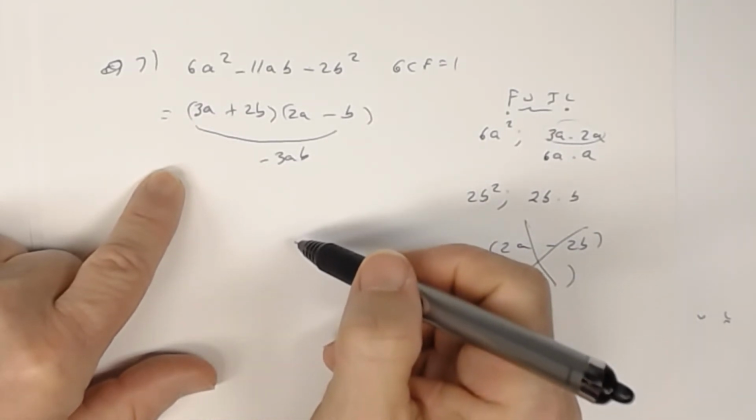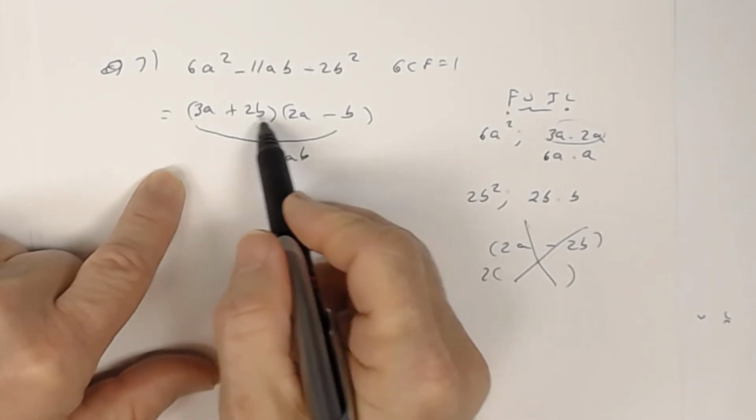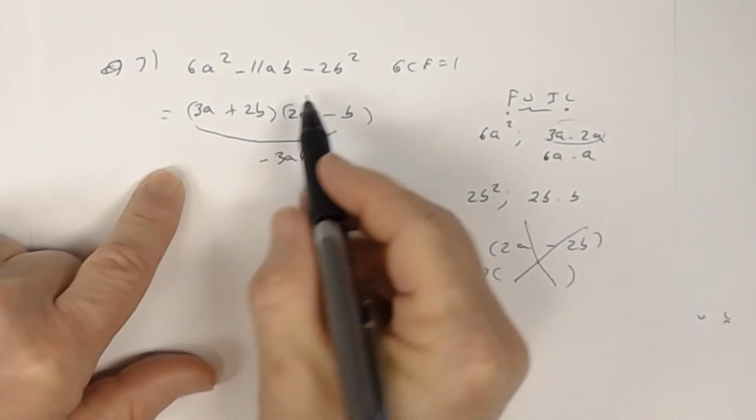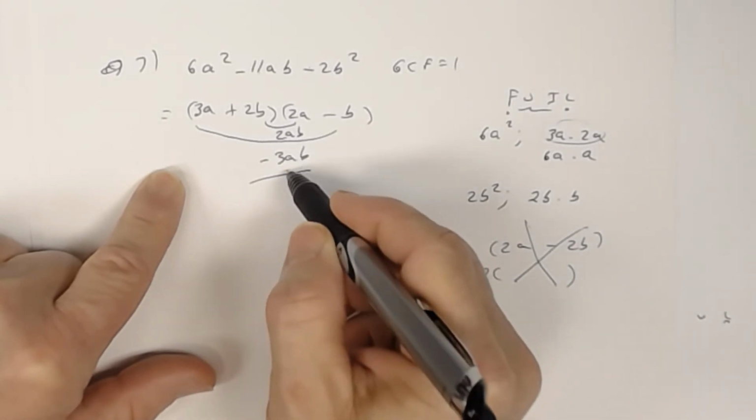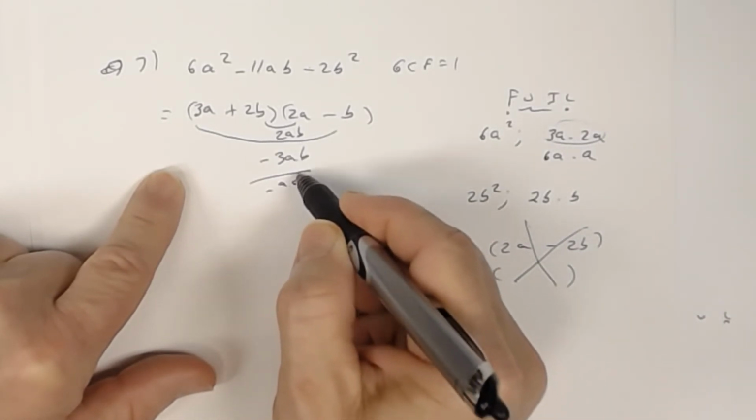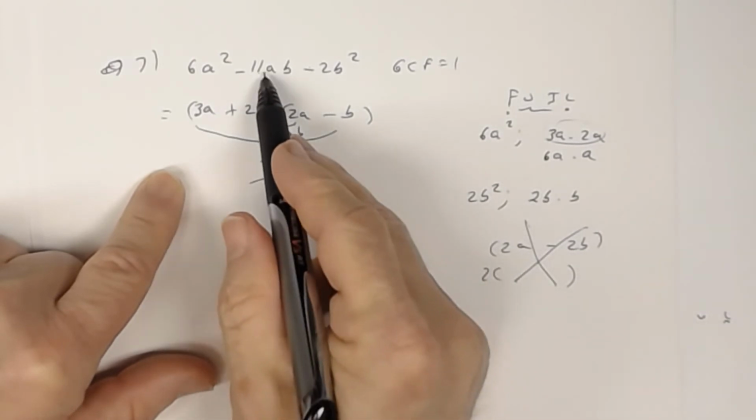And then 2b times 2a is 2ab. But when I add them up, I want you to notice something. That I get a negative ab. I get a negative ab, but I wanted a negative 11ab.